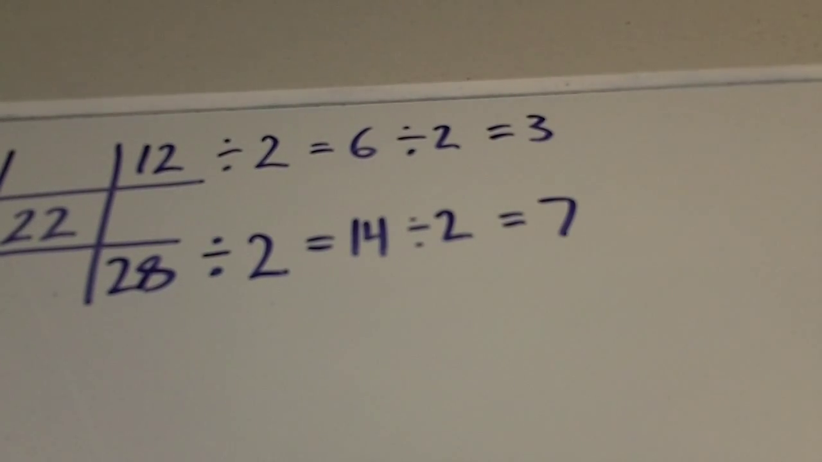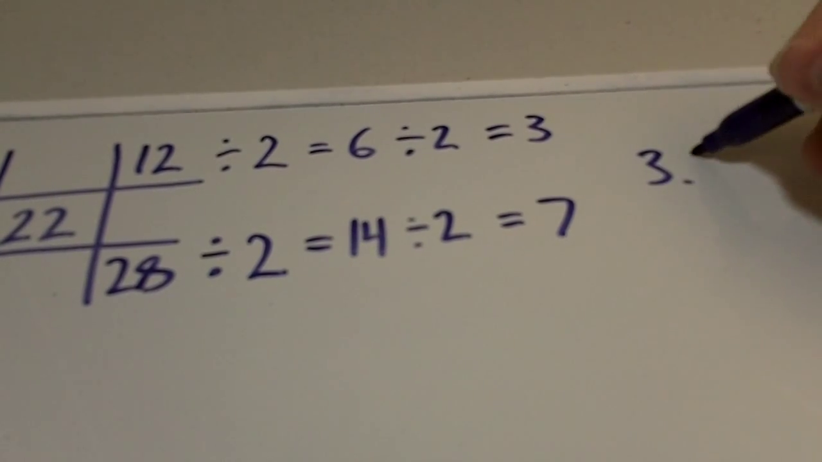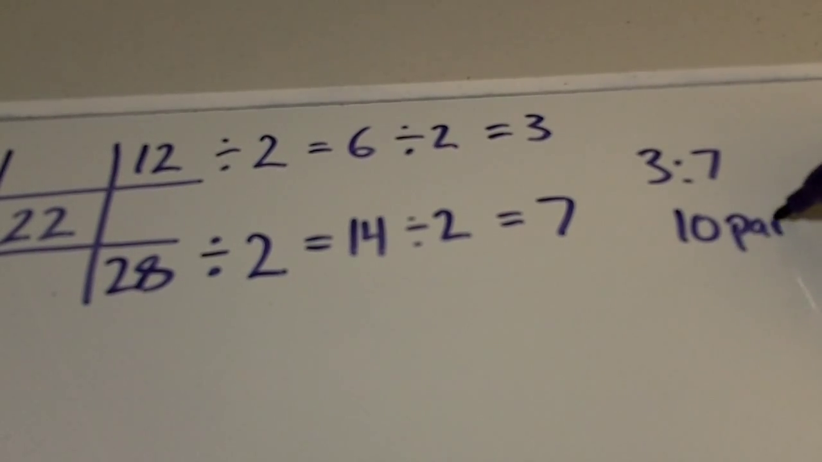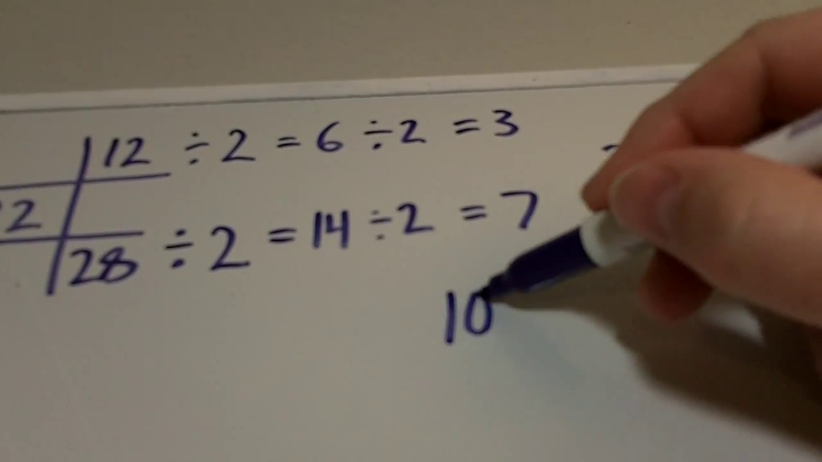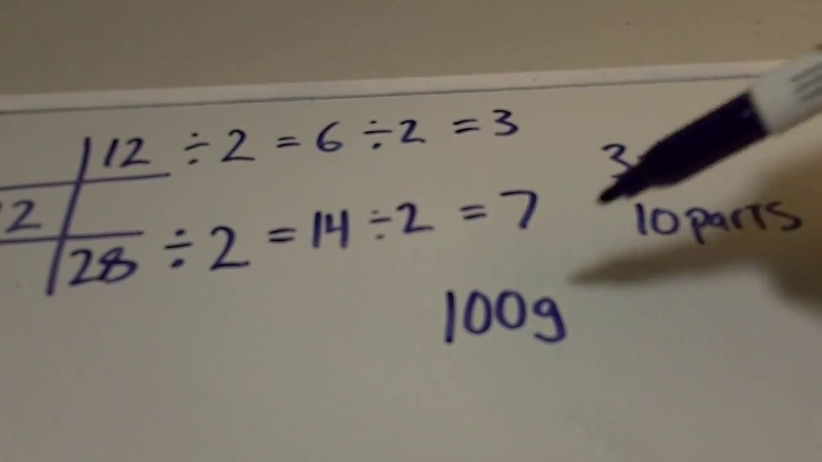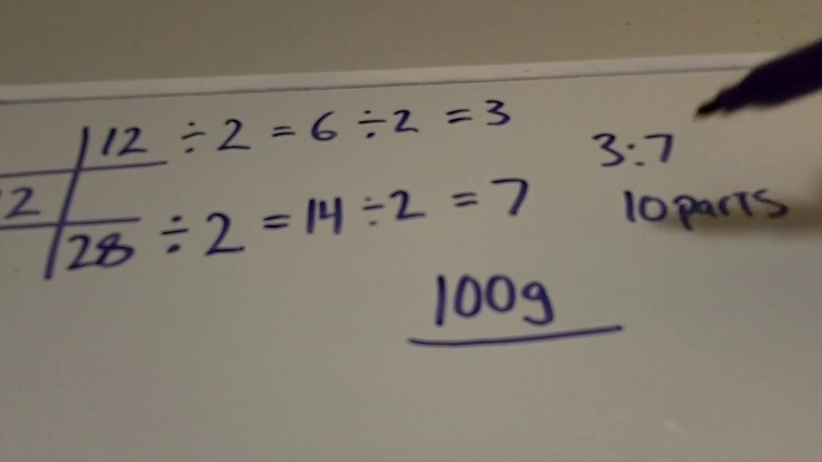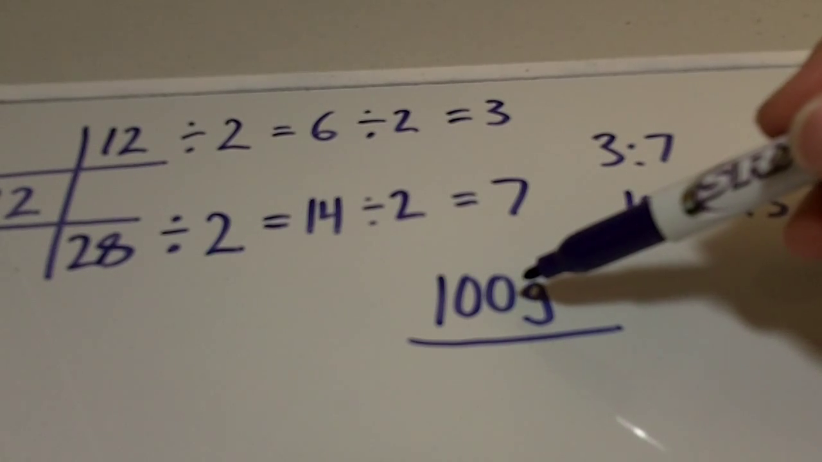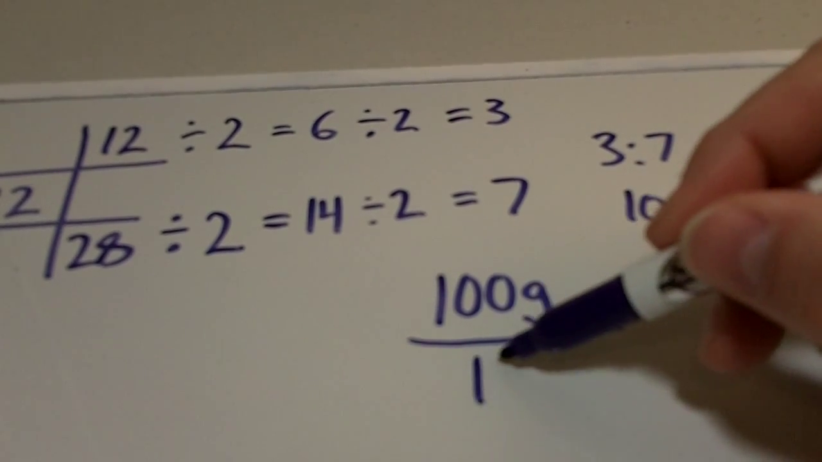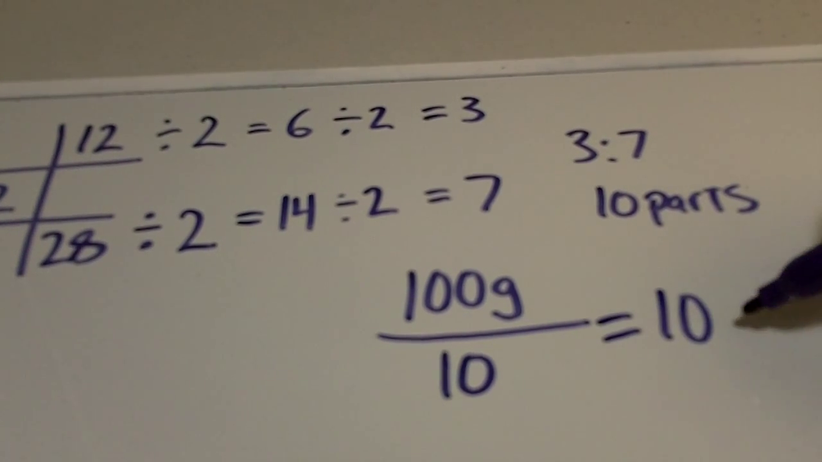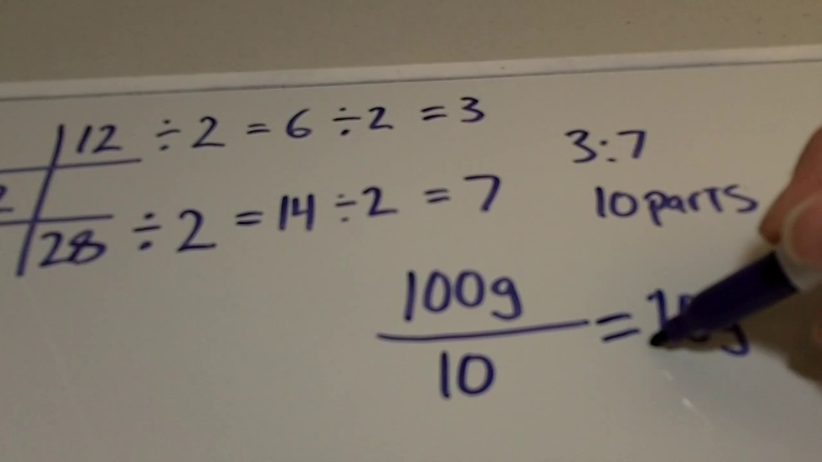What that means is that I have a 3 to 7 ratio, which is a total of 10 parts. I know that I want to make 100 grams, so I need to figure out how much is going to be in each of those 10 parts. I can break up 100 grams into 10 parts by dividing it by 10, and what that equals is 10, in this case, grams.